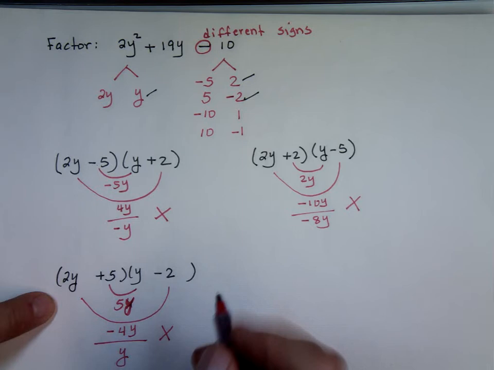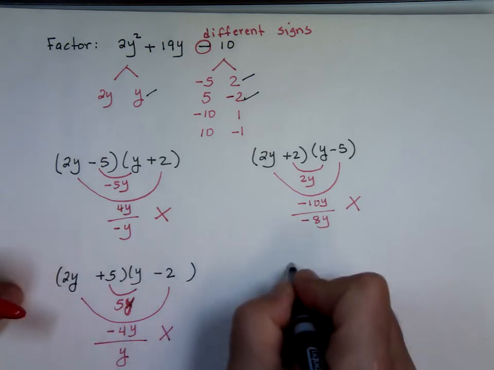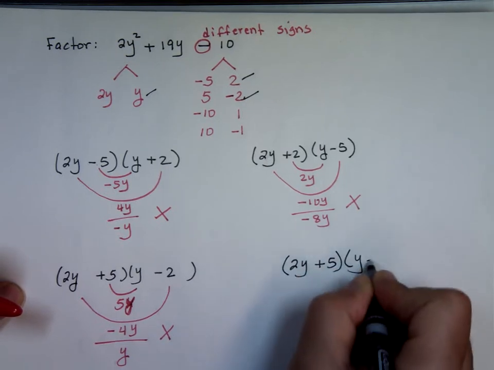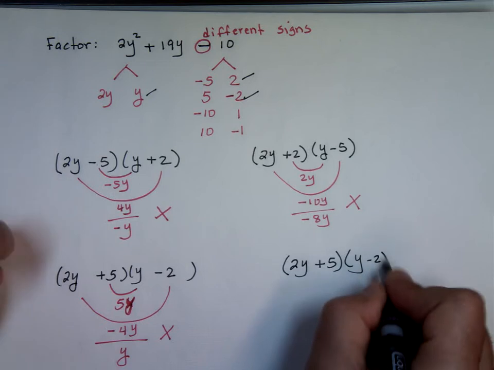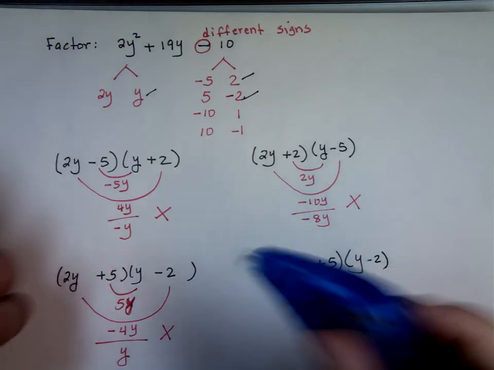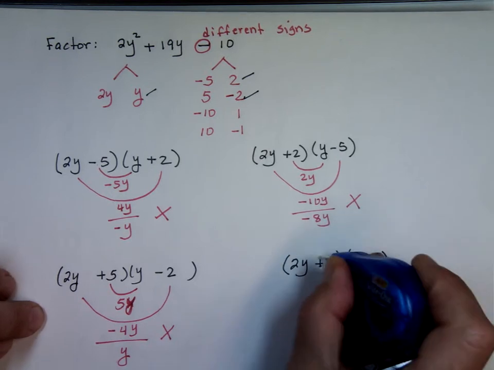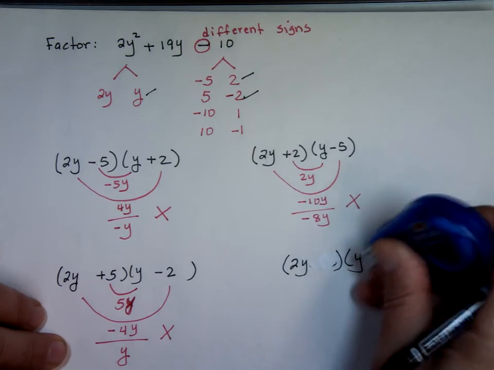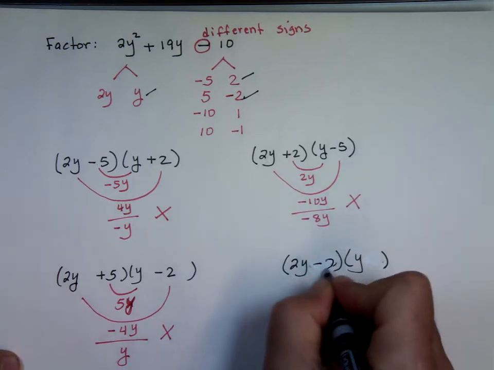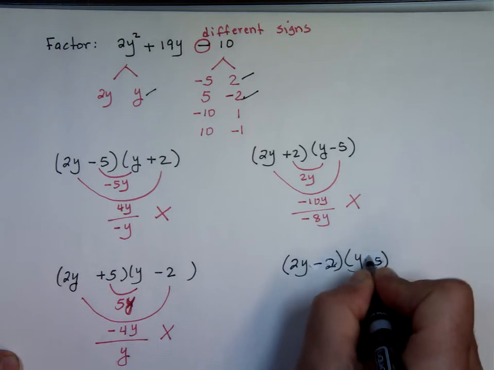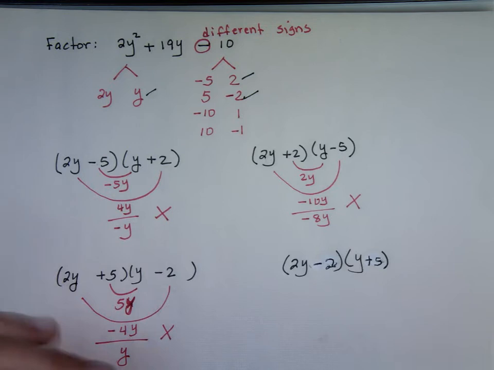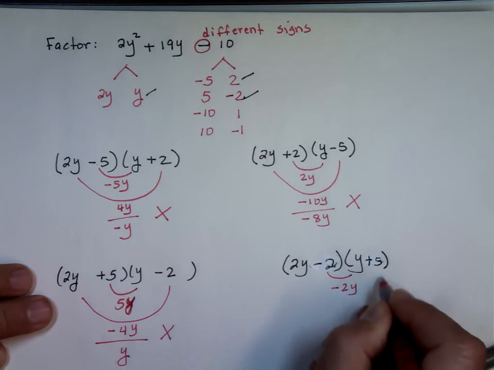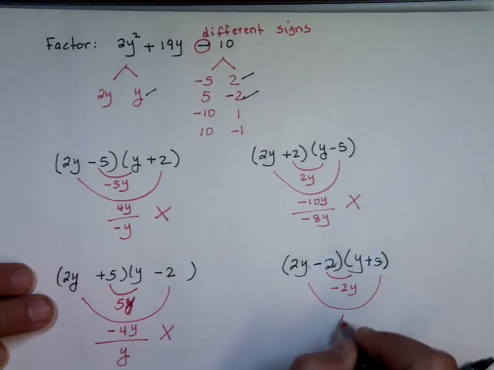Try 2y plus 5 times y minus 2. Oh, I'm sorry, I got to switch them now. I got to put the minus 2 here. I already did this one. I'm going to put the minus 2 here and the plus 5 here. Negative 2y, that's 10y, and the result is 8y.